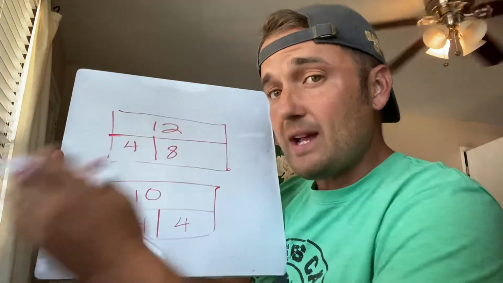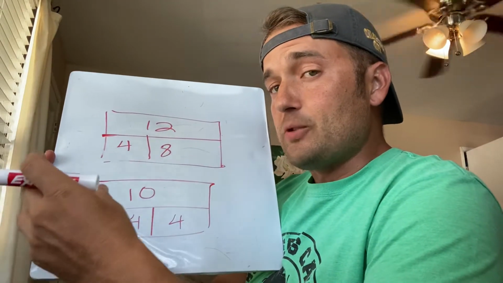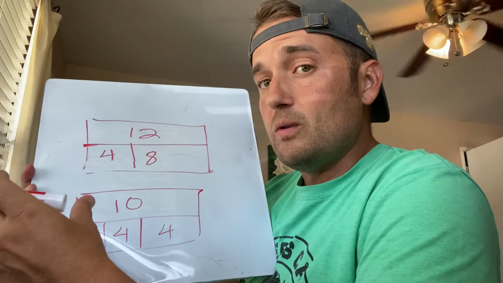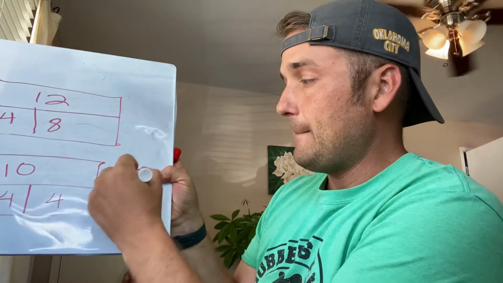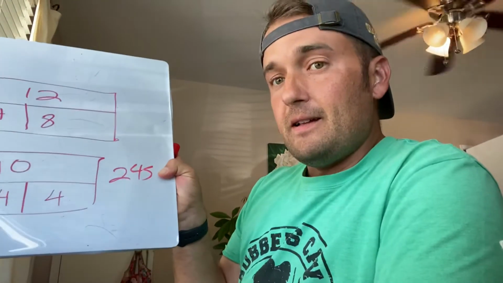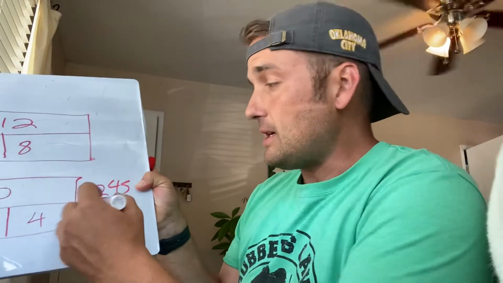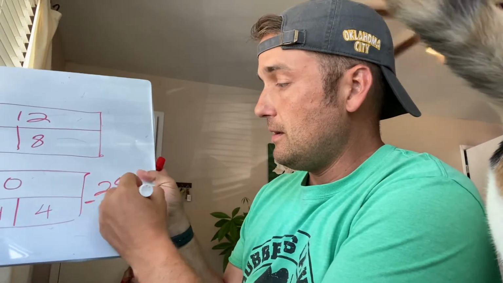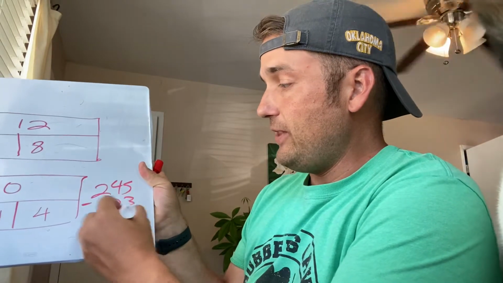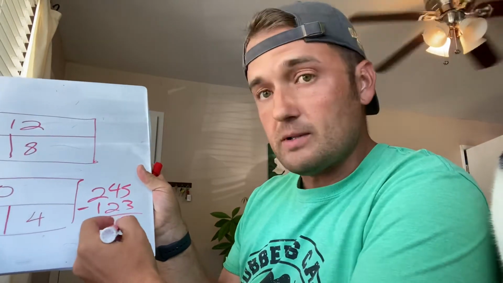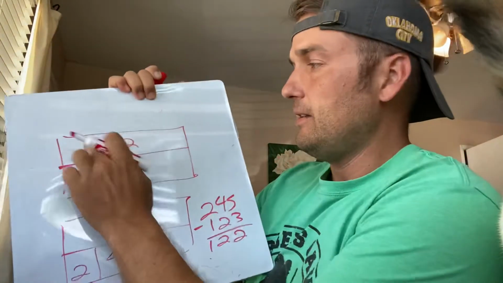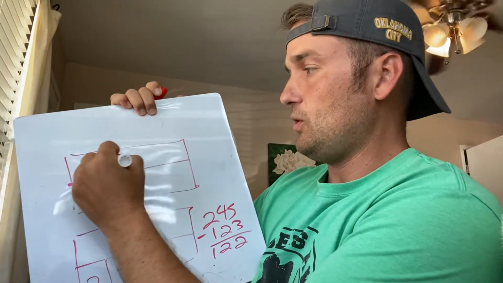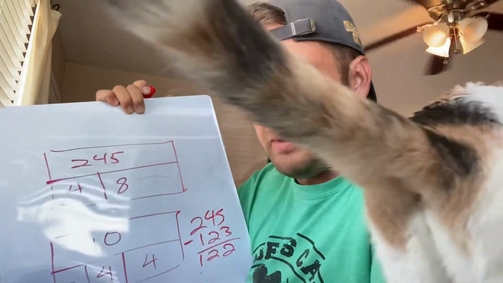So in subtraction, you start with the whole, right? It might look like this. You take away one part, and then this number will be the other part, okay? So in this problem that I just did, the whole was 245, could be anything.